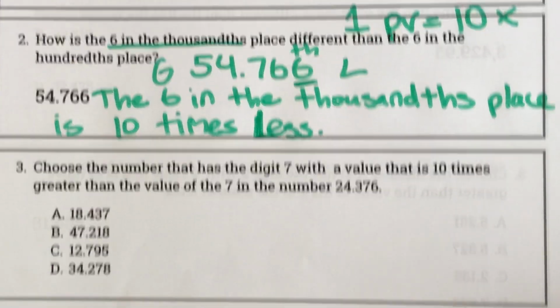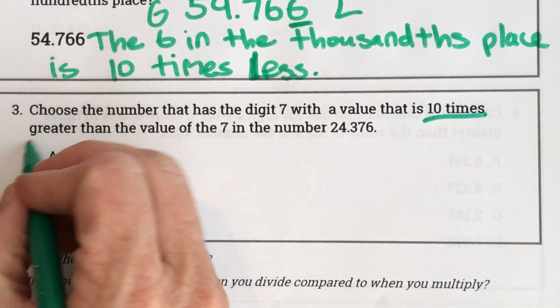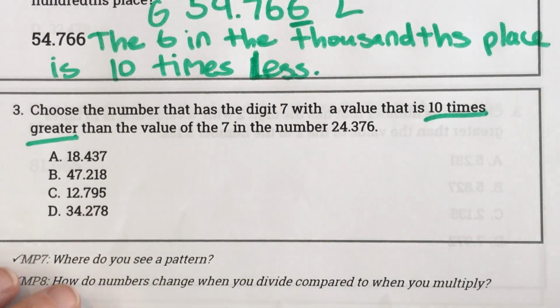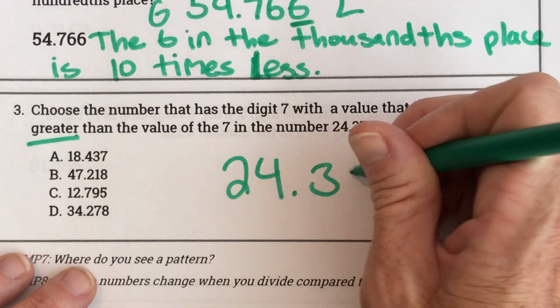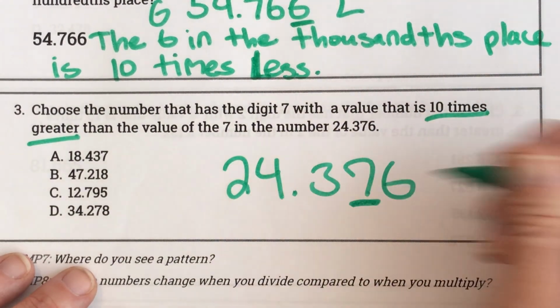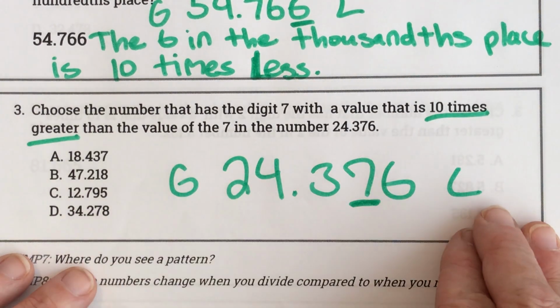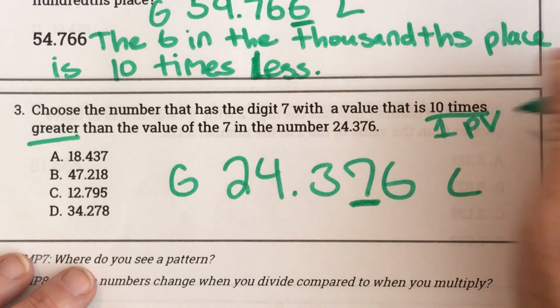Okay, let's look at our last one together. Choose the number that has the digit 7 with a value that's 10 times greater than the value of the 7 in the number 24 and 376 thousandths. Okay, so I'm going to write this number so I can play with it. Okay, so what do I notice? Well, this is my greater side and my less side. 10 times greater means they want me to move it one place value.